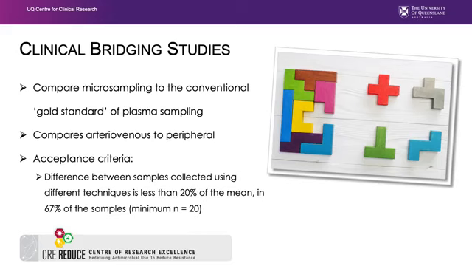The acceptance criterion of the FDA, and I'm going to keep bringing this up, is that the difference between the concentrations in the samples, using the different techniques, has to be less than 20% of the mean in 67% of the samples. And we need to do that for a minimum of 20 samples. I'll keep reminding you of that.